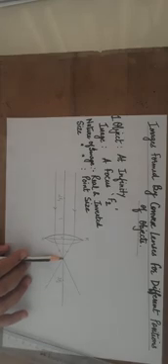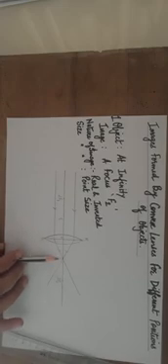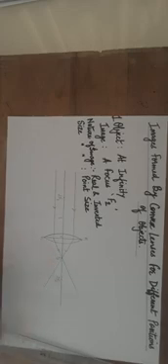So we have done this first ray diagram where the object is at infinity, the image is at the focus, it is real and inverted, and it is point size.